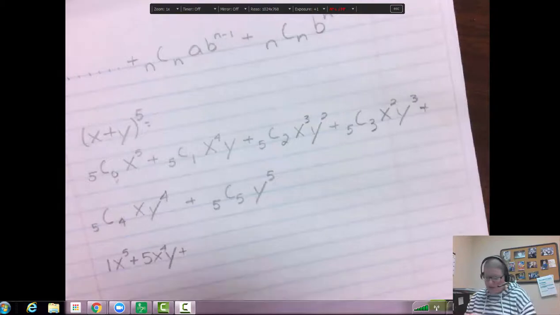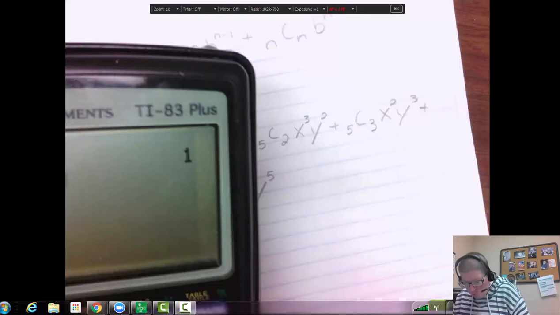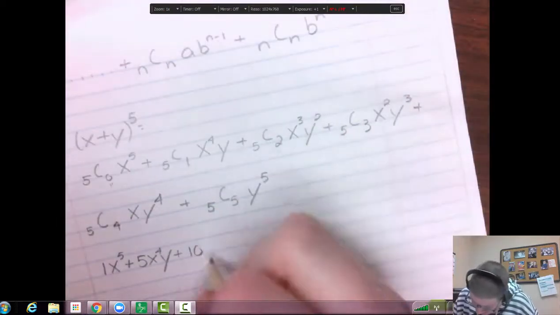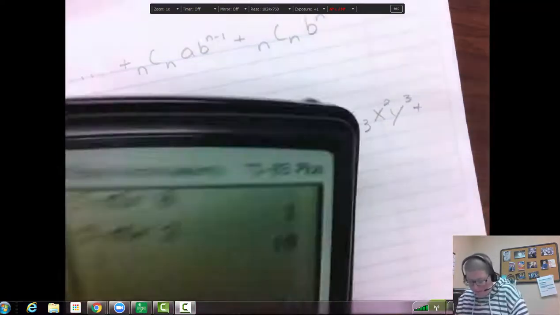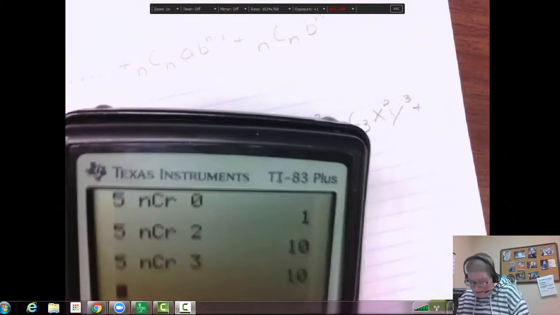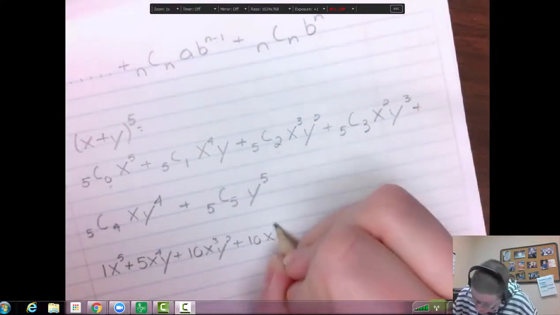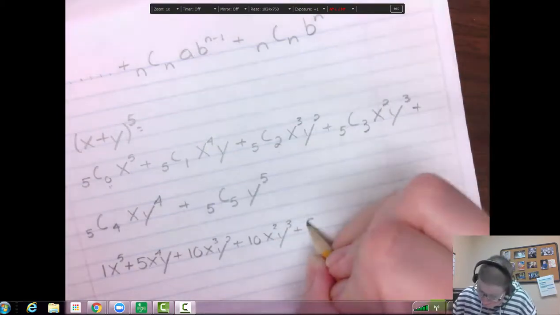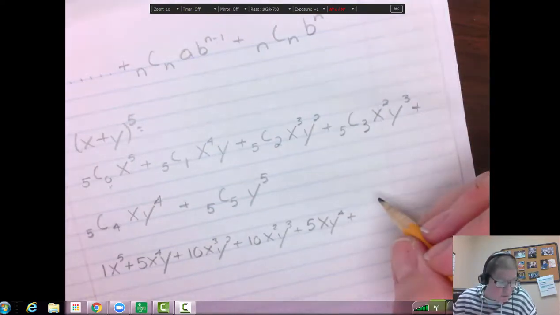plus 5 choose 2 is 10, isn't it? 5 choose 2 is 10, yes, 10, and now this one was x to the third y squared, plus 5 choose 3, 5 choose 3 is 10 also, 10, x squared y to the third, plus 5 choose 4 is 5, x y to the fourth, plus 5 choose 5 is 1.